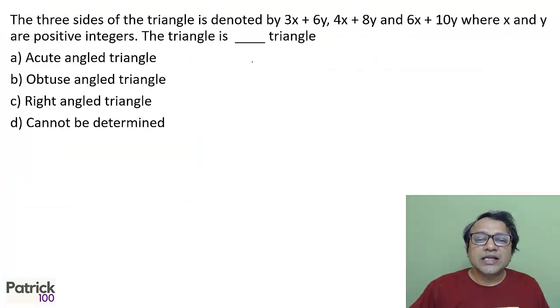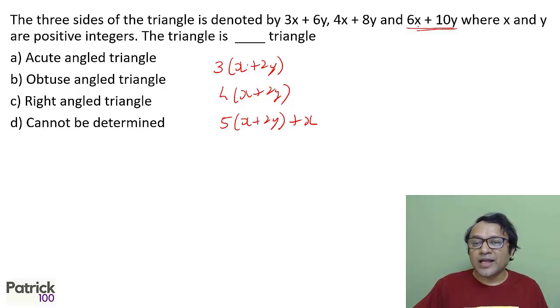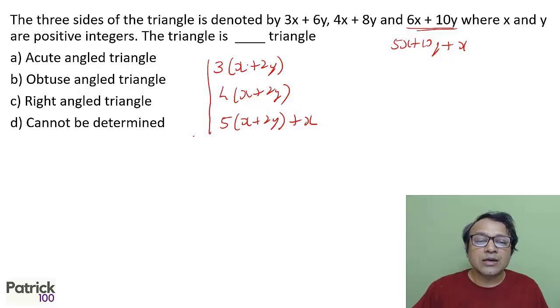Here three sides are given: 3x plus 6y, which on calculation becomes 3 times x plus 2y. The second side, if I calculate, is 4 times x plus 2y. The third, I can take 5 common, 5 times x plus 2y, but there's still one more x out here. It's 5x plus 10y plus x. So we look at 3, 4, 5, which is a right angle triangle triplet. If I take only so much, it's a right angle triangle.